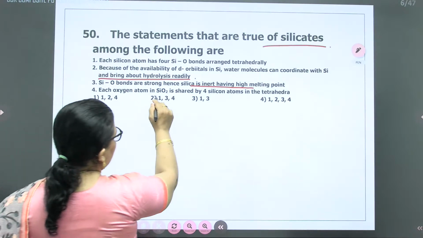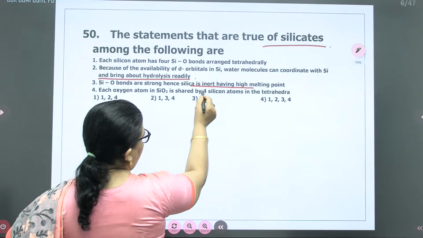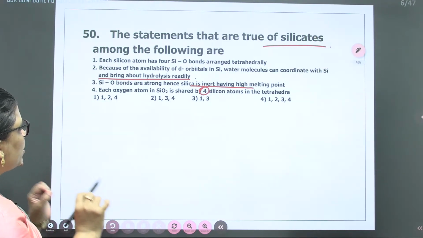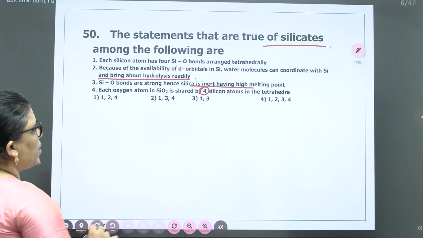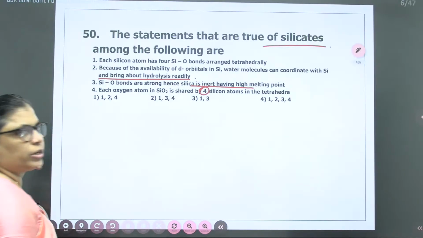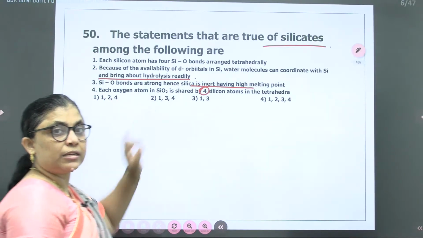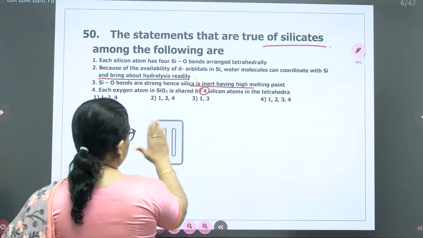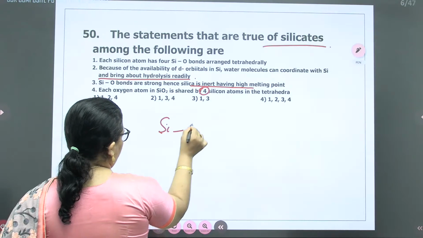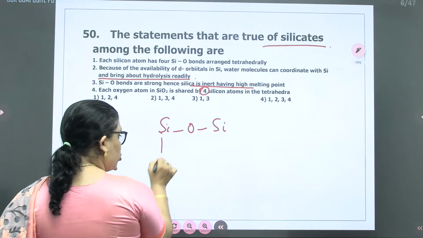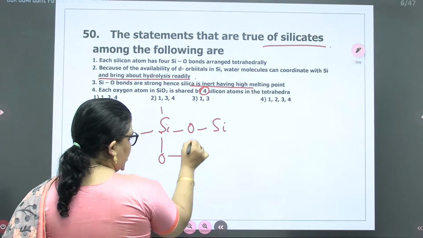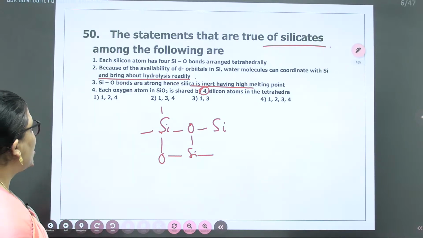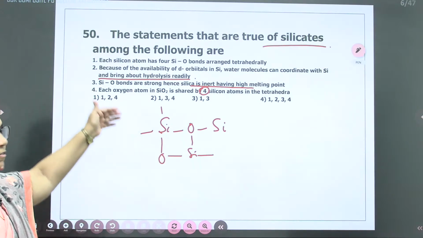Each oxygen atom in SiO2 is shared by 4 silicon. It should be 2. Therefore, when we read the question, you can see that each silicon atom has 4 Si-O bonds arranged tetrahedrally. How are we going to arrange, children? Si with O, and the Si, they are going to be arranged tetrahedrally. Read the question properly. Yes, the first point, the concept is correct.